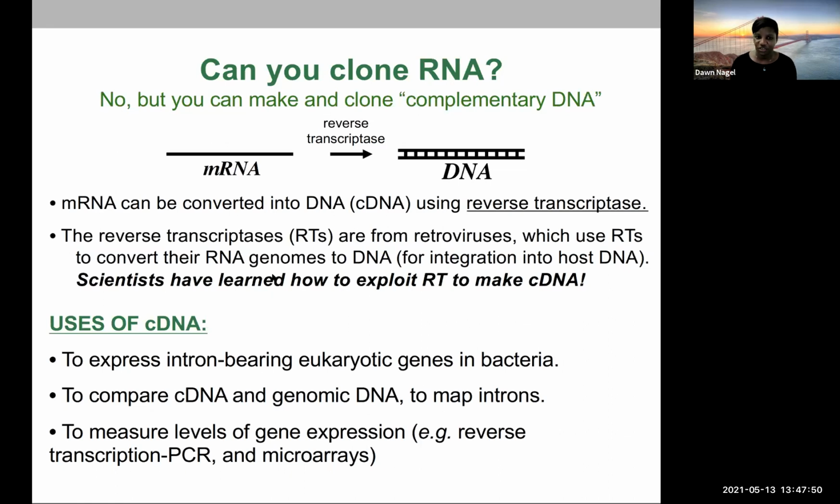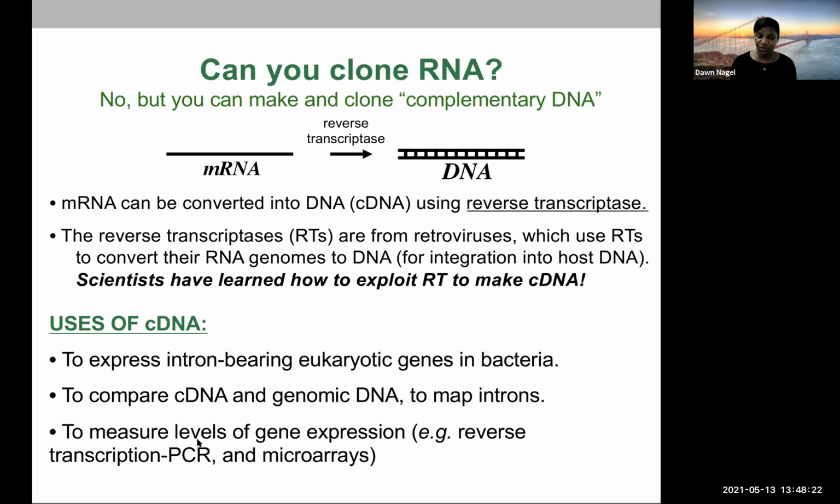Because you're going to have your messenger RNA that's been properly spliced and capped and polyadenylated, and then you're going to make the cDNA from that mature processed mRNA. And then you can express it in bacteria, okay? You can also use this to determine where in a genome you have introns, right? Because you can compare your cDNA, where there are no introns, with genomic DNA, which has introns. So it can tell you precisely where your introns are located within the genome.